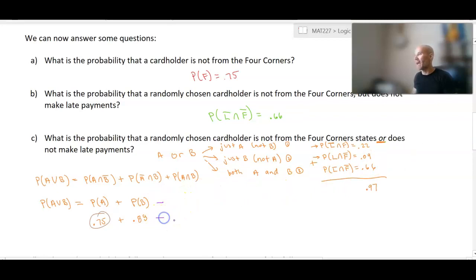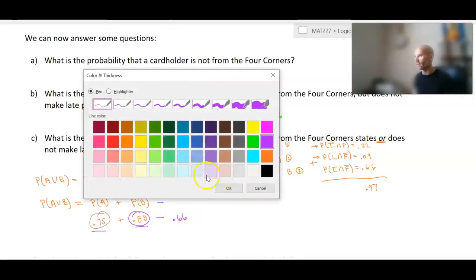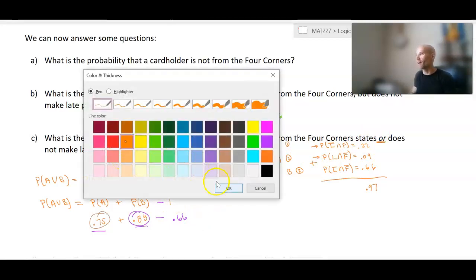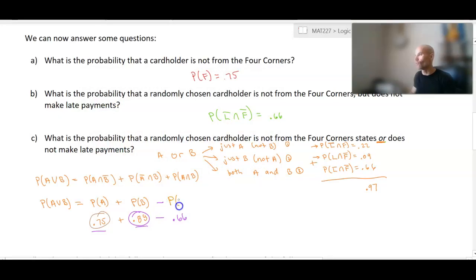So I'm going to put down here minus the 0.66, because if this number includes it and this number includes it, then we have to subtract it out one time. We've got that 0.66 in there twice. Now, what does that 0.66 represent? Well, that represents the percentage of people who do both things. And so this probability formula that you might see is you have to subtract off the percentage of people who are in both things, because it gets counted in here once, it gets counted in here once.